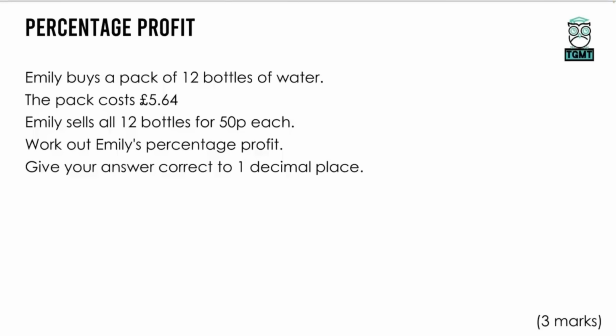Now for our next question, we are looking at some percentage profit. It says here, Emily buys a pack of 12 bottles of water. The pack costs £5.64. She sells all 12 bottles for 50p. Work out Emily's percentage profit and give your answer to one decimal place.